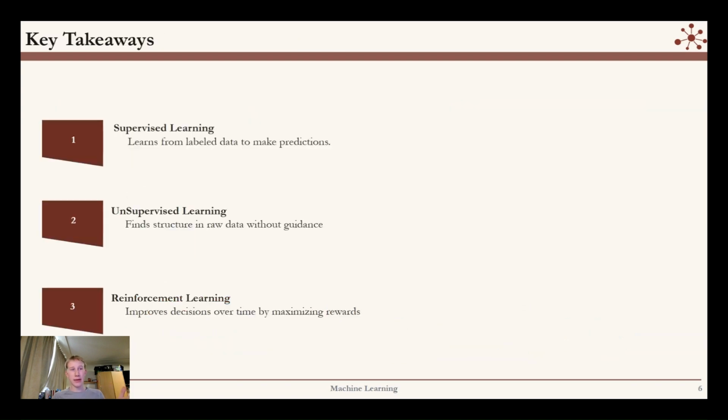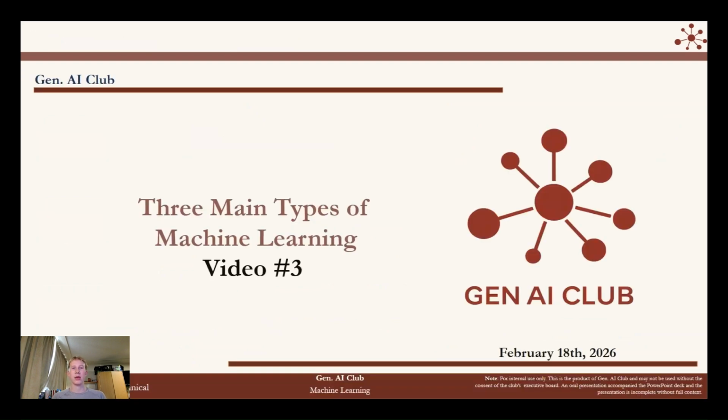So that was a quick overview of the three main types. You can learn about these all individually, look up examples for them, and see the nitty gritty and see real examples of the data working. Supervised learning learns from labeled data to make predictions. Unsupervised is about finding structure in raw data without guidance. And then reinforcement learning improves decisions over time by maximizing rewards from each individual iteration that the AI agent makes.